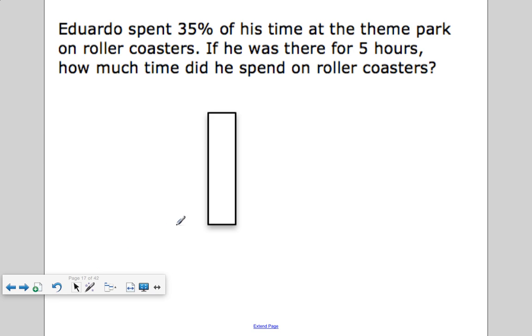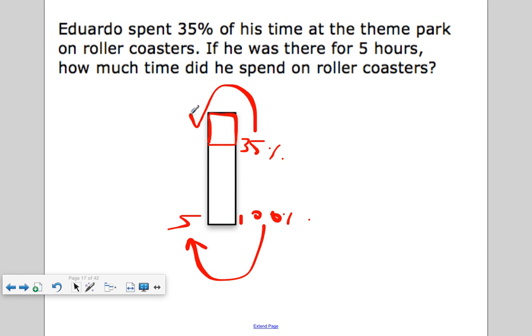Last two questions. Eduardo spent 35% of his time at the theme park on roller coasters. So that's this percentage right here out of 100. If there were 5 hours, that's the whole time you spent in the park. How much time did you spend on a roller coaster? So our answer has to be less than half of 5 hours, which is 2.5. So how can I build or scale back from 100% to 5?